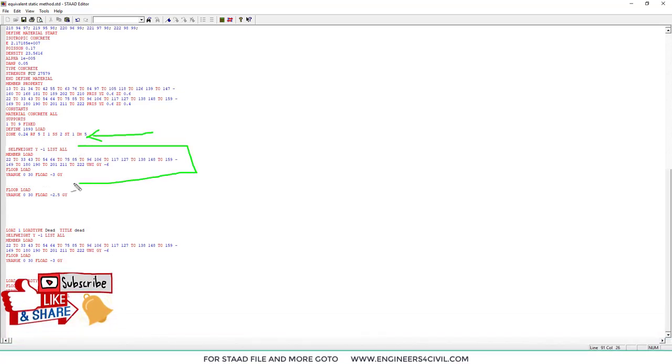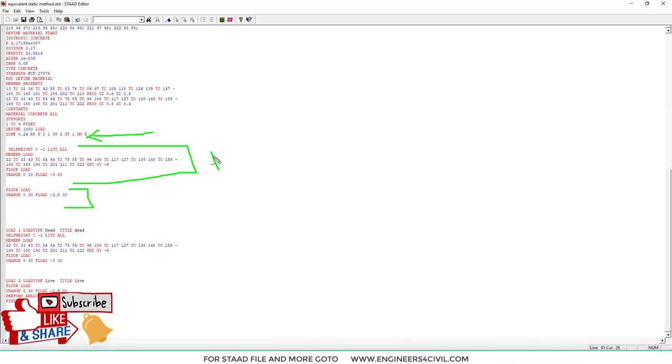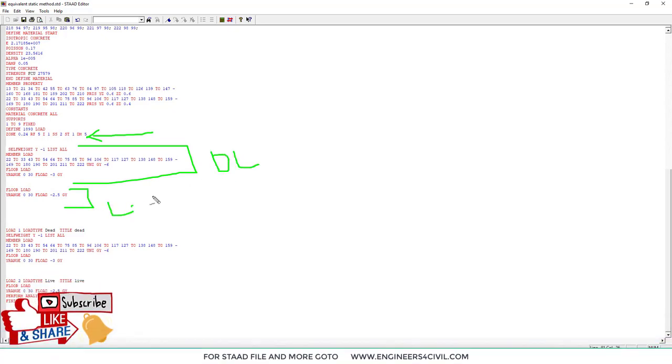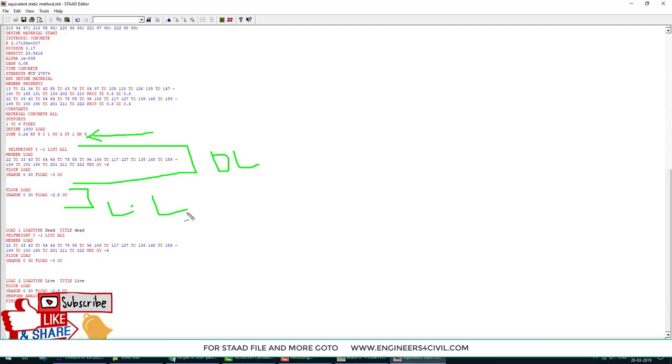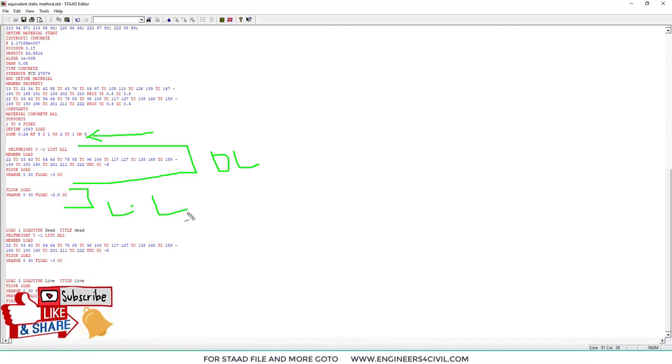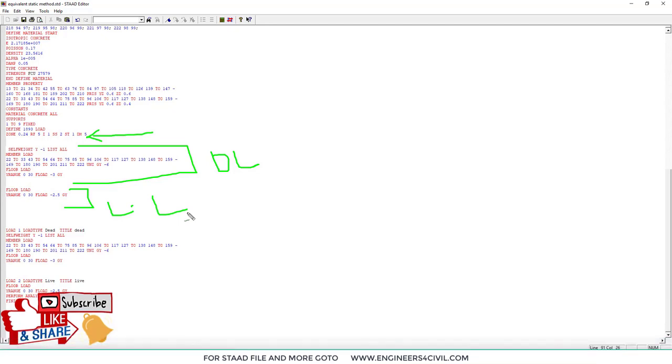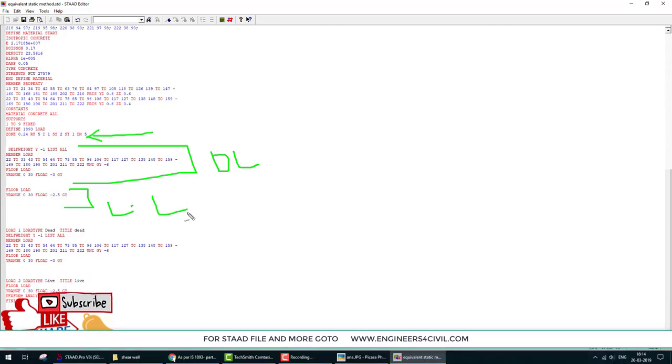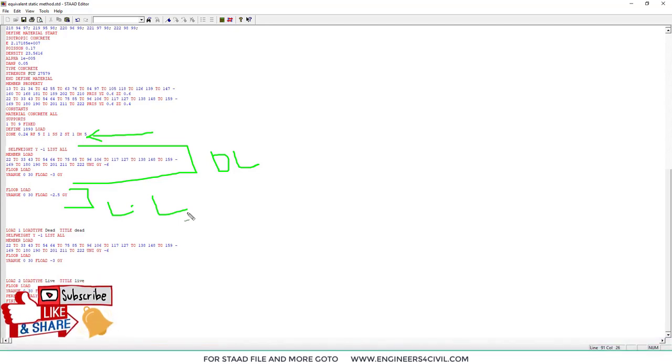Copy dead load and copy live load. The IS code says we consider only if the live load is less than or equal to 3 kN per meter square, we consider 25% of the live load. If more than 3, we consider 50%. So we convert this 2.5 into 25% of this load.